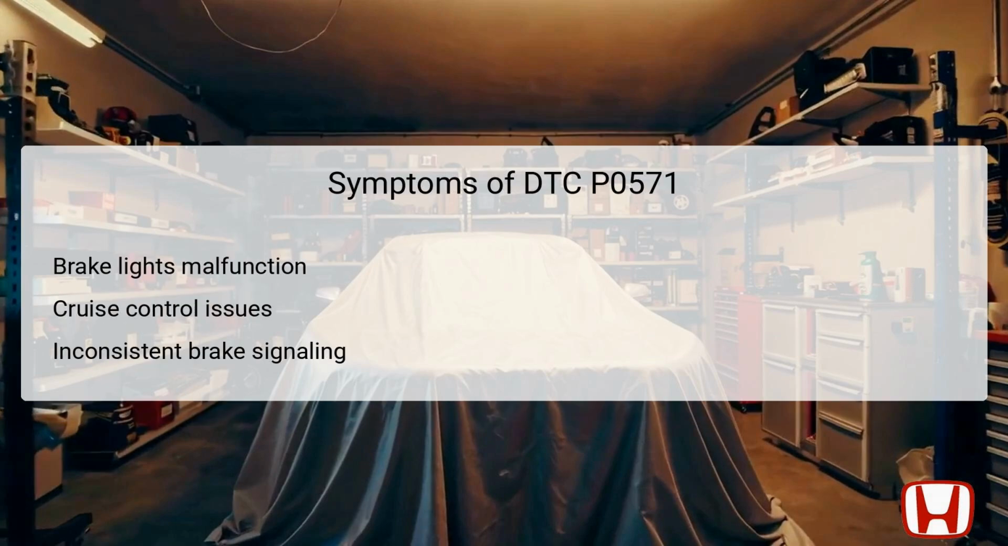The symptoms associated with DTC P0571 can vary in severity, but typically include malfunctioning brake lights, which may fail to illuminate when the brake pedal is pressed, or may stay on continuously without pedal engagement. This can not only cause confusion to other road users, but also fails to comply with safety regulations. Additionally, cruise control might exhibit problems. For instance, it may not engage or disengage properly when the brake is applied, leading to unsafe driving conditions.